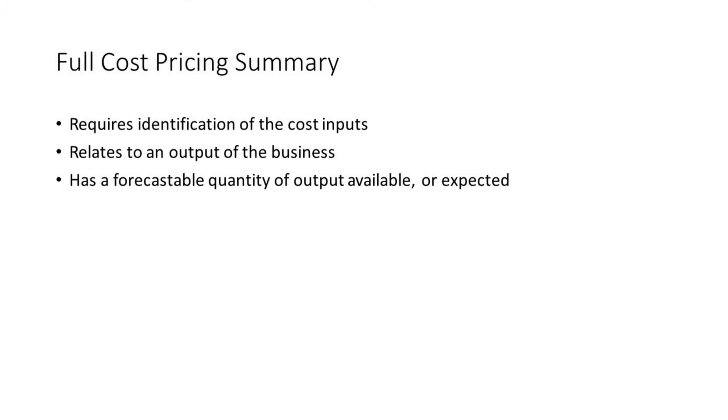We then have to decide what the forecastable quantity of output is, or how much output's available, or how much output we expect to be able to offer. So in the case of our fabricators, we were offering 320 hours per month. Dividing the total costs that we identify in our example by the total output available, in this case 320 hours for the fabricators, gives us the unit cost figure for our output, be it service or product.